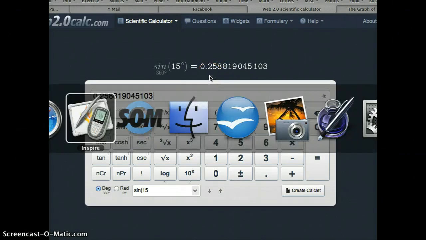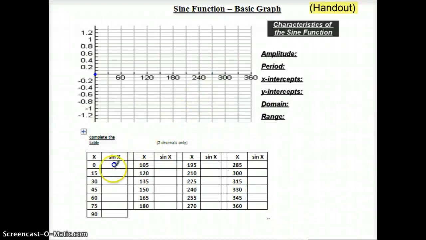Switch. 0.26, and sine of 15, that's 30, so 15.26 would be somewhere around there, and etc. Plug them in, put them on the calculator, and then put all the points and see what that looks like.